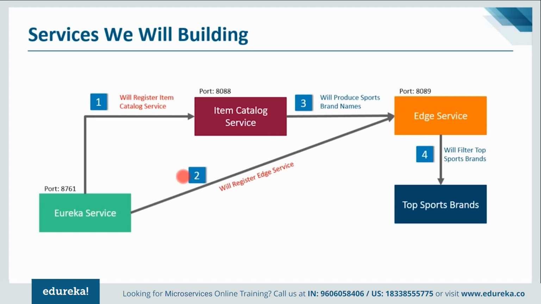So I've given the numbers as well in the diagram. So the first thing is it will register the other two applications in Eureka service. So first we'll register the item catalog, then we will register the edge service. Then we'll produce the sports brand names in the item catalog service, and the edge service will filter only the top sports brands. So this is what is going to happen in today's use case.